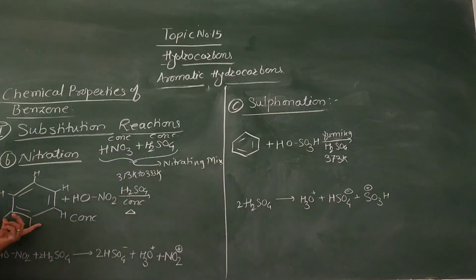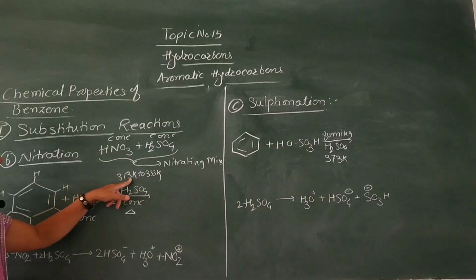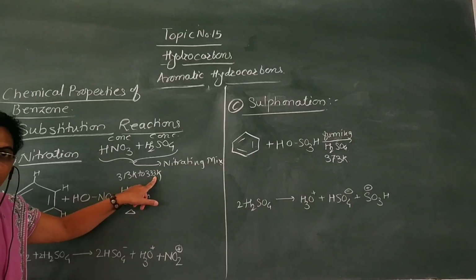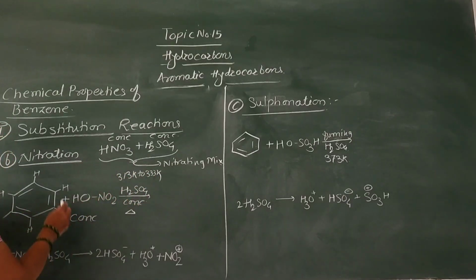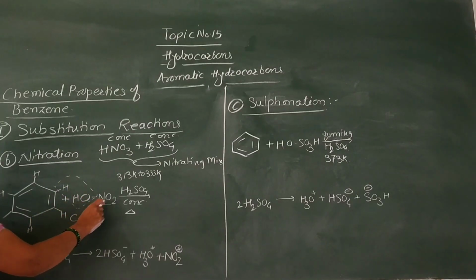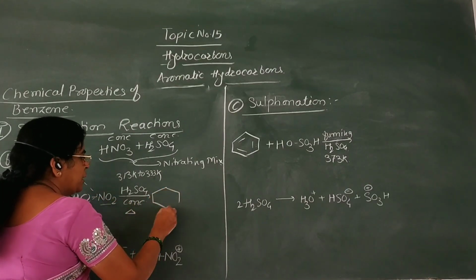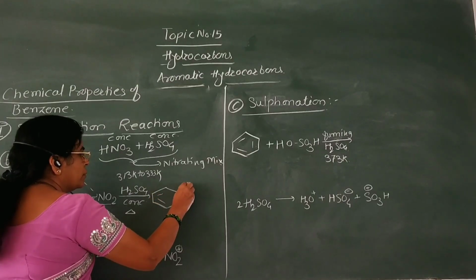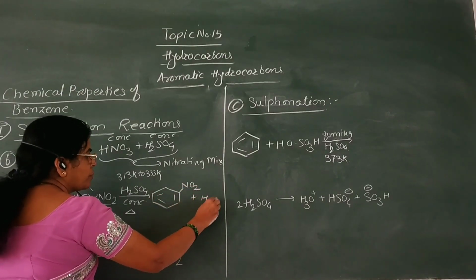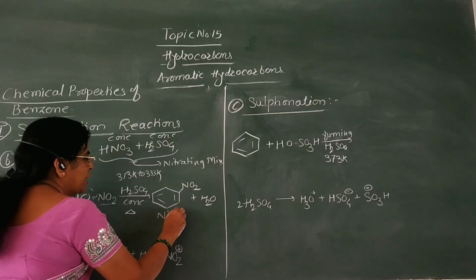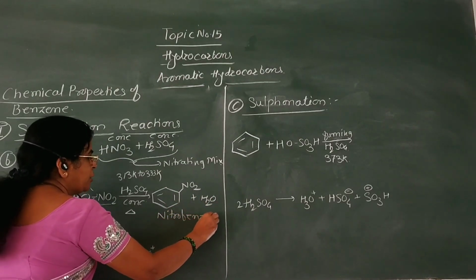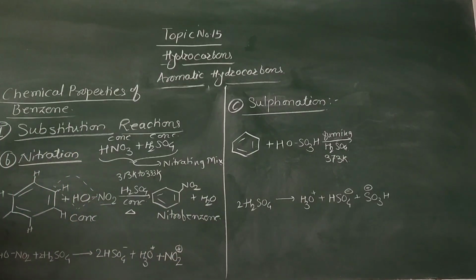And when benzene is heated with nitrating mixture at 313 Kelvin to 333 Kelvin temperature, then the hydrogen atom is substituted by the NO2 group. That is, the hydrogen atom from the benzene ring is substituted by the NO2 group to form nitrobenzene plus H2O. This is nitrobenzene. Formation of nitrobenzene takes place. Now this is an electrophilic substitution reaction.